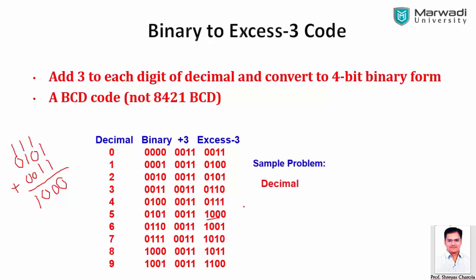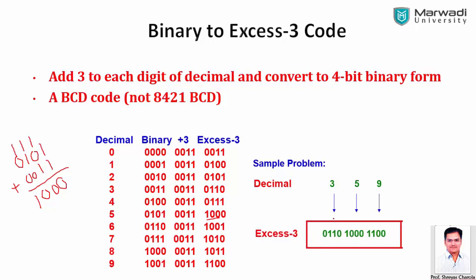Okay, sample problem, if I take the decimal number 359. If I want to convert this decimal number into the XS3 code, what I will do, first I will add 3 to each digit. That is 3 plus 3, that is a 6, 5 plus 3, that is 8, 9 plus 3, that will be a 12. Okay, understood or not? So this is how we can convert any decimal number into the XS3 number.